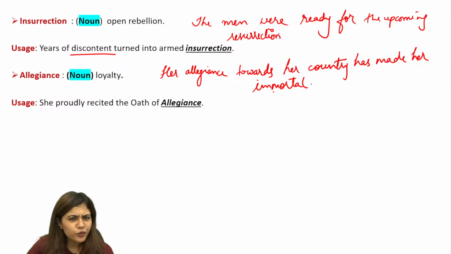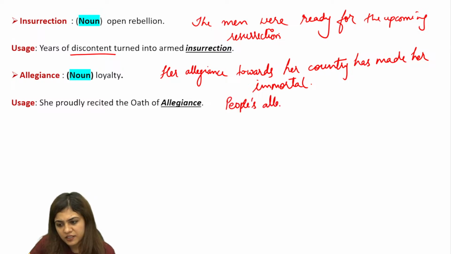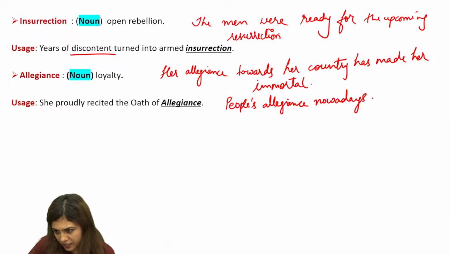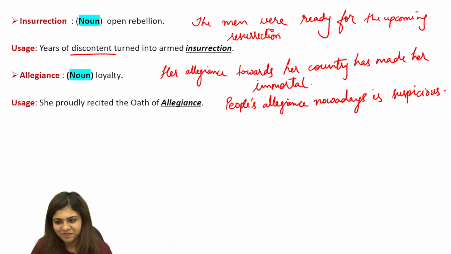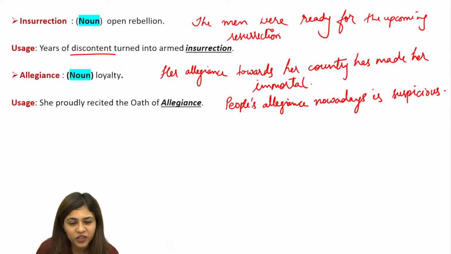कोई और लॉयल्टी को यूज कर सकता है? People's allegiance nowadays is suspicious. How many of you agree with this statement? किस किस को लगता है कि आजकल लोगों की लॉयल्टी जो है वो बहुत सस्पिशियस हो गई है?